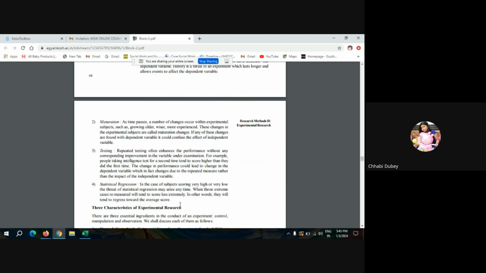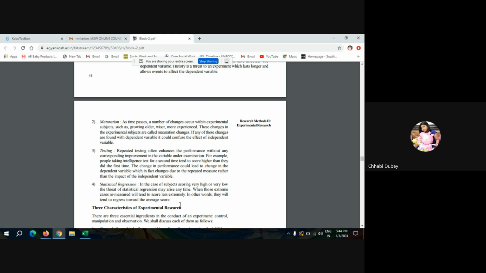The third is the threat of testing. This means that repeated testing often enhances the performance without any corresponding improvement in the variable. Like when people take an intelligence test once, two times, three times, they become quite a pro in taking these intelligence tests. So basically, we find that the intelligence of the people is not increasing, but through repeated testing the performance definitely increases. That is why this is known as the threat of testing.